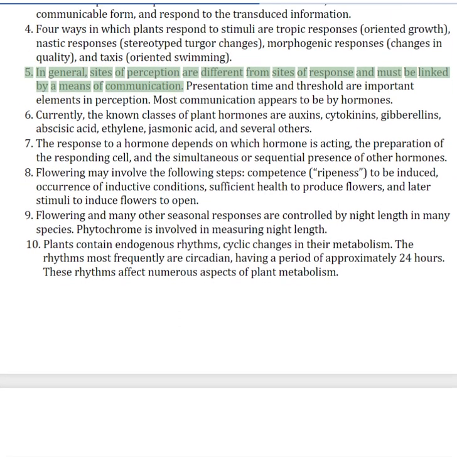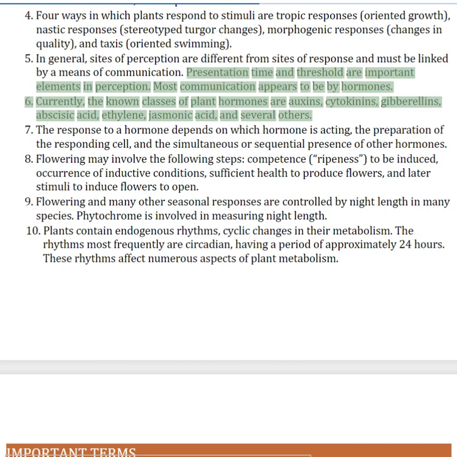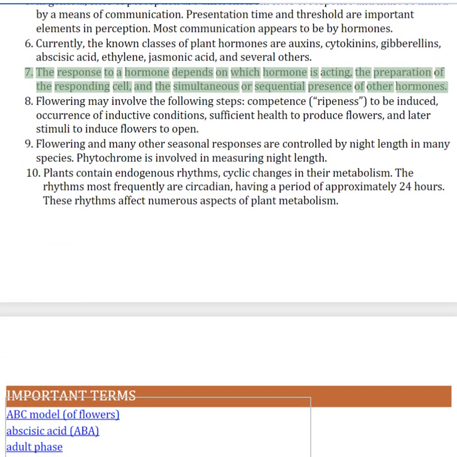5. In general, sites of perception are different from sites of response and must be linked by a means of communication. Presentation time and threshold are important elements in perception. Most communication appears to be by hormones. 6. Currently, the known classes of plant hormones are auxins, cytokinins, gibberellins, abscisic acid, ethylene, jasmonic acid, and several others. 7. The response to a hormone depends on which hormone is acting, the preparation of the responding cell, and the simultaneous or sequential presence of other hormones.